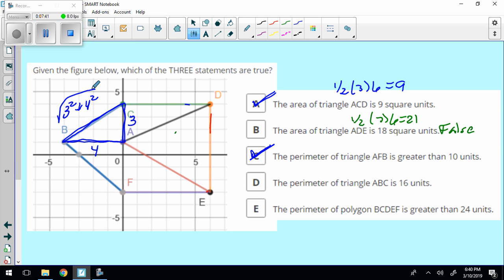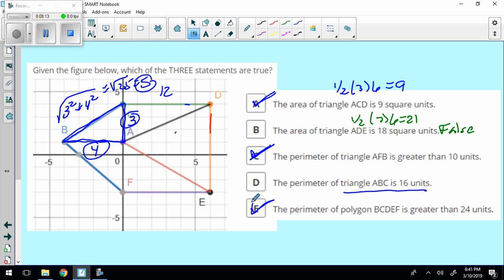So 3 squared plus 4 squared is going to give us 25. The square root of 25 would be the number 5. So our perimeter would be 4 plus 3 is 7, plus 5, a perimeter of 12. They say the perimeter of ABC is 16. It's not 12. So that means this last statement is also going to be true.